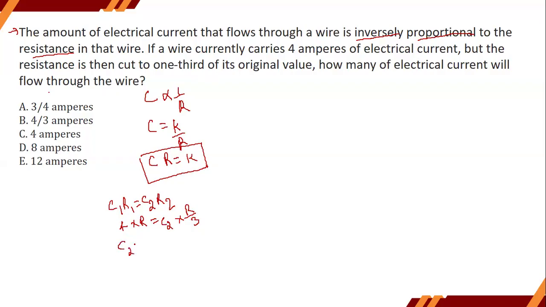So C2 is equal to, now what? This gets cancelled. So that is equal to 12 amperes, right? So the answer to this question is E. We can eliminate all other answer choices. So hope this is clear. So whenever you come across inverse proportionality, set up the products. All right.